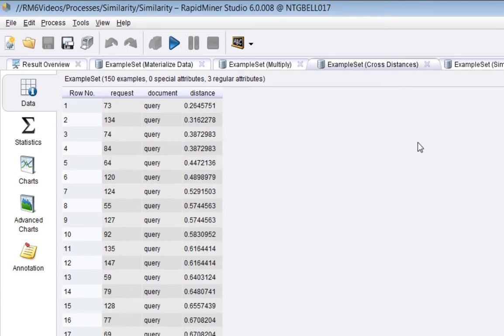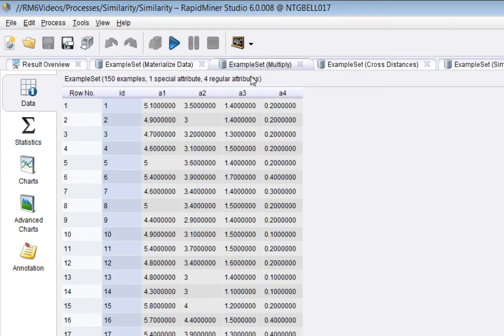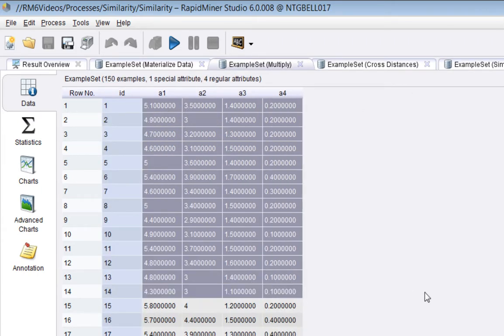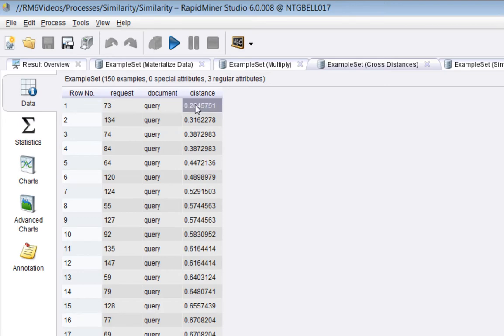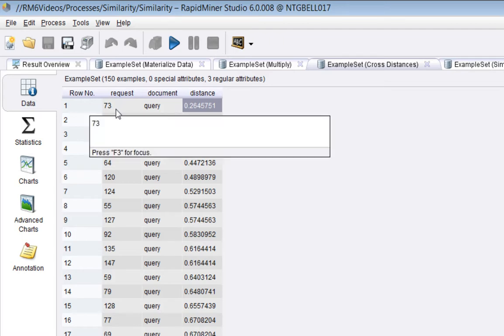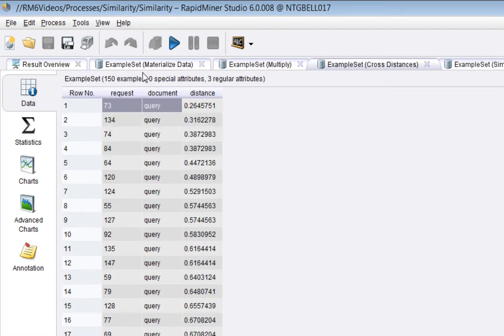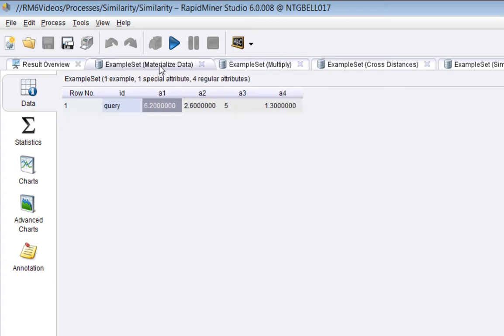So sure enough, there's the output from the cross distances operator, which is an example set, and it contains 150 examples. All that's happened is that each input request ID has been matched with the document, which is the reference ID, and there was only one in that. Just to refresh our memories, here are the 150 in the original iris dataset. Here's the one we're looking for. This is the result of the combination, and here's the distance. It sorts it, I guess, automatically. So it's basically showing that number 73 is the closest to my document that I'm interested in, the query I'm interested in. Let's convince ourselves of the truth of that.